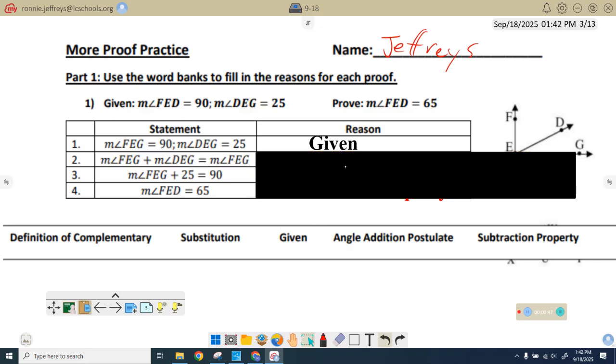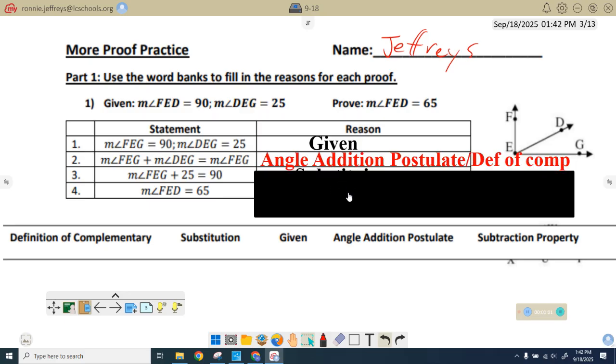Now if we're looking at this next part, we're saying this angle plus this angle equals this angle. There are actually 2 ways you could answer this. Hopefully everybody answered it with the first one, the angle addition postulate. If you used definition of complementary, that was also true. Definition of complementary was actually not supposed to be in the word bank, but oh well.